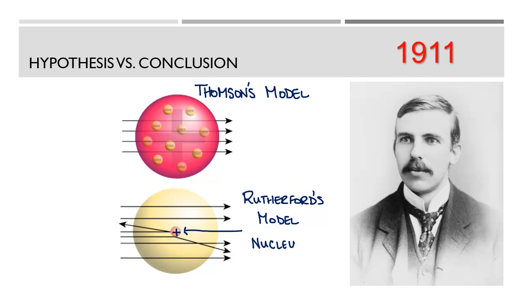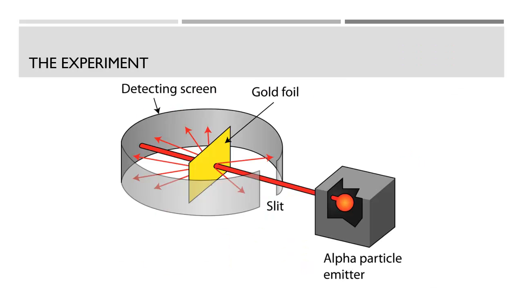Now, how did he do this? He did something called the gold foil experiment. Him and his fellow lab workers and students all sat around in the dark, waiting for their eyes to adjust to the dark so they could perform this experiment.